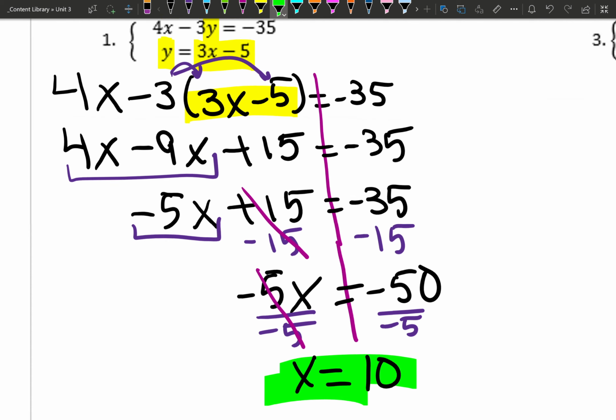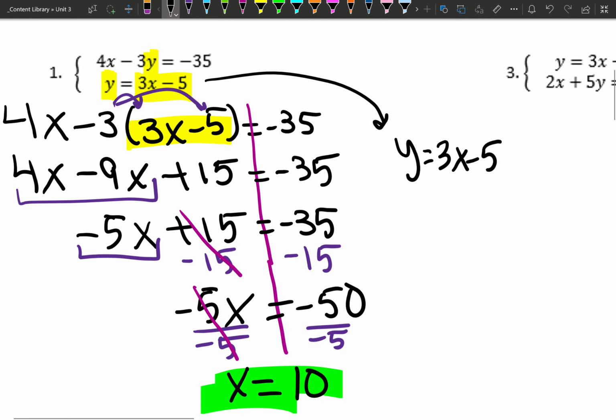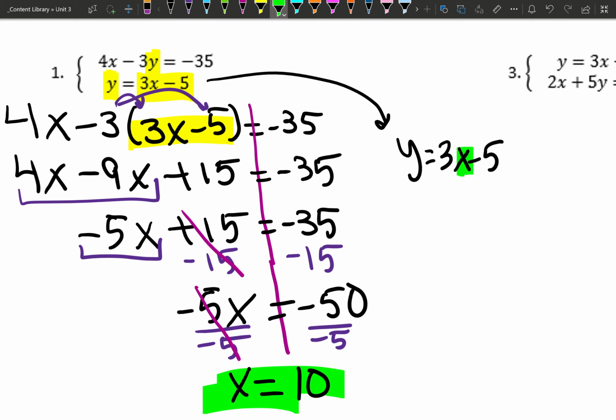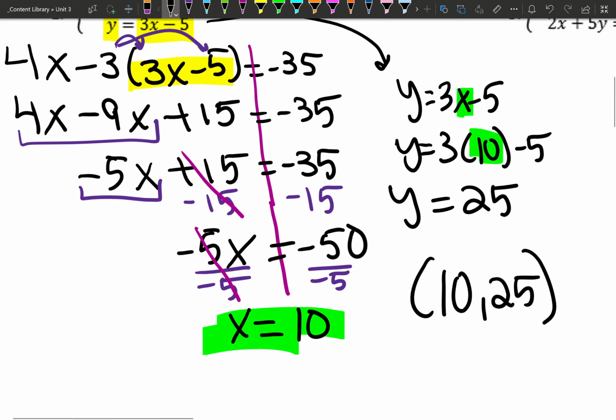Now, unfortunately for us, we're not done. We do have to plug that into y equals to find out what y is. Well, y equals 3x minus 5, and luckily for us, we already know what x is. It's 10. Let's plug it in. Y equals 3 times 10 minus 5. Y equals 25. To finish up, we write our answer, 10, 25.